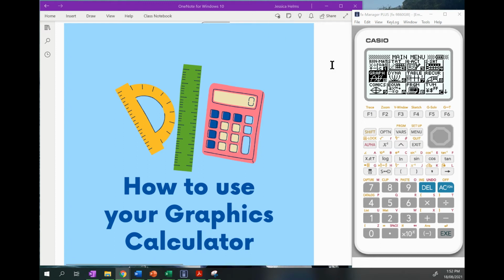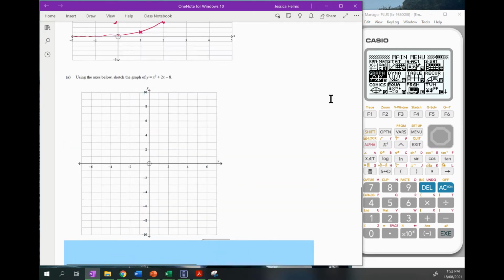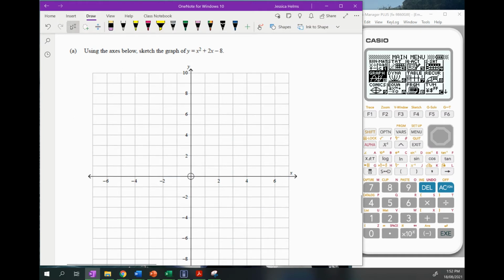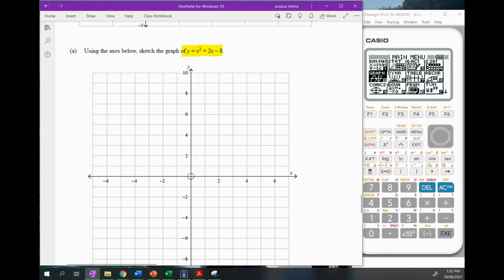Hi, Year 11s. This is the last of the series of how to use your graphic calculator for graphing for tables, equations, and graphs. So now we have a question on just graphing a parabola. We have actually talked about these ones in class, but we may as well go through it again. So we have this parabola here, y equals x squared plus 2x minus 8.